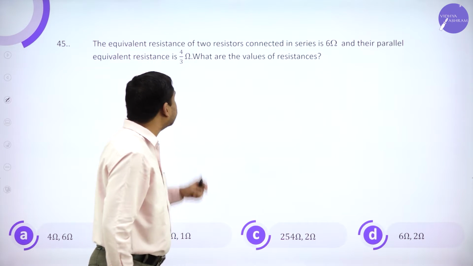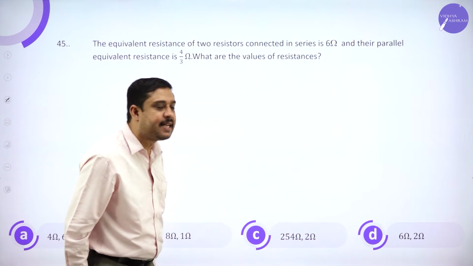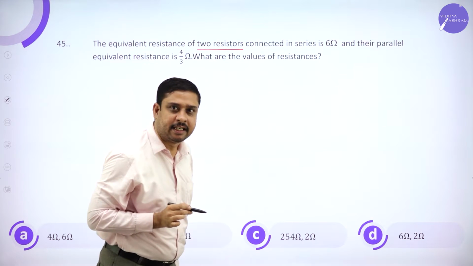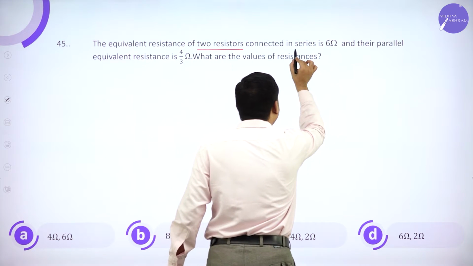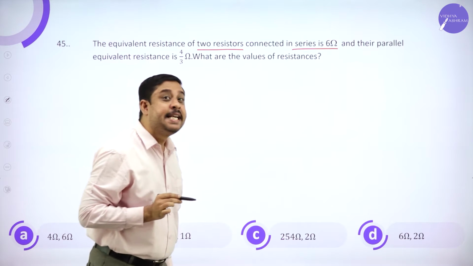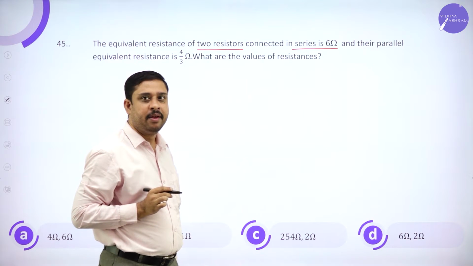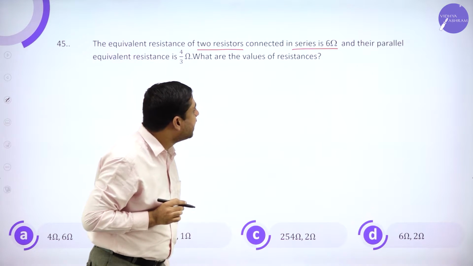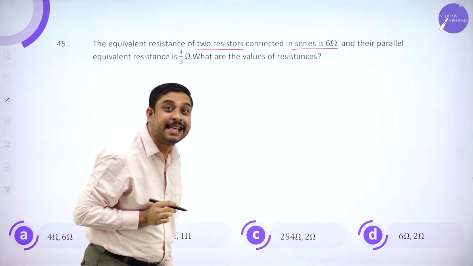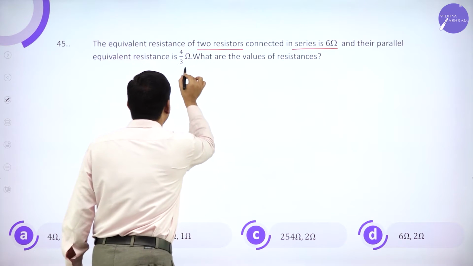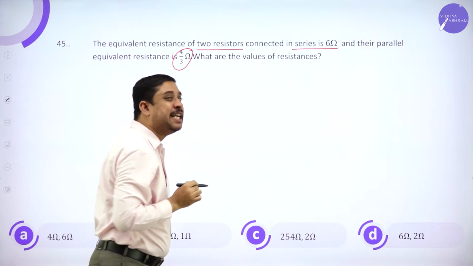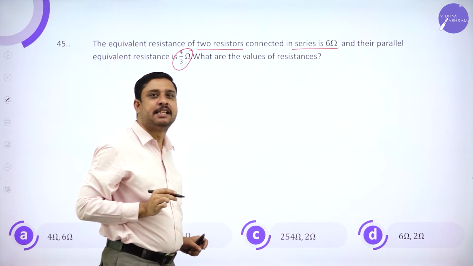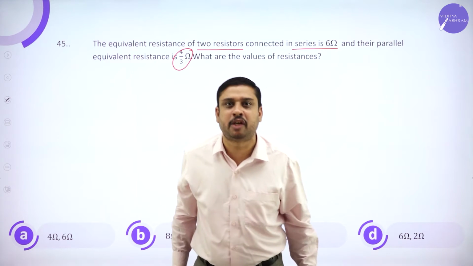The equivalent resistance of two resistors connected in series is 6 ohms. When two resistors are connected in series, equivalent resistance is 6 ohms, and in parallel is 4 by 3 ohms. What is the value of the resistances? By inspection method only you can get.